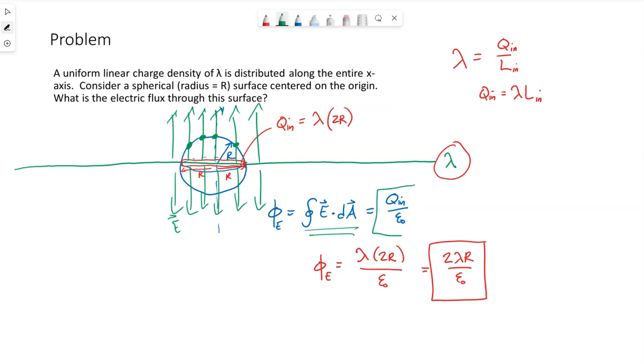But that's okay. Gauss's law is beautiful in that how we just solved it, knowing how much charge is located within that surface, is enough to solve for this electric flux.